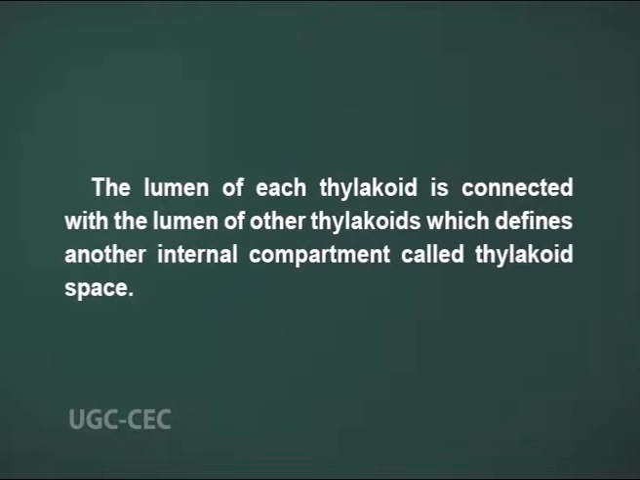The lumen of each thylakoid is connected with the lumen of other thylakoids, which defines another internal compartment called thylakoid space. The thylakoids contain the photosynthetic pigments, which include the chlorophylls and others like the accessory pigments like carotenoids. Chlorophyll and proteins bound to the thylakoids use light energy to make simple sugars from carbon dioxide and water. The substructure of the internal membrane system of chloroplast varies among different plants.